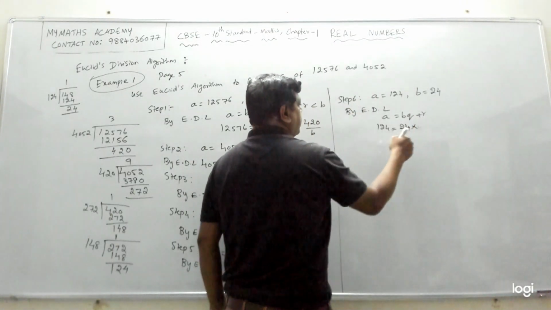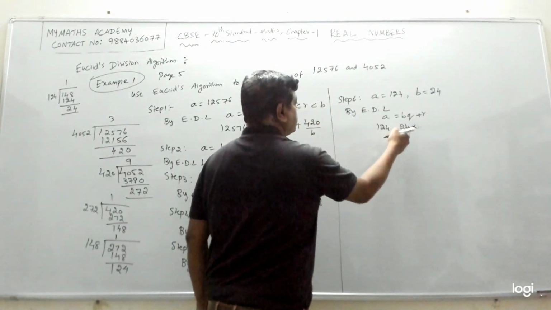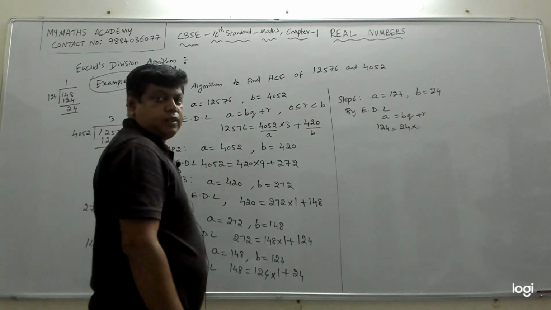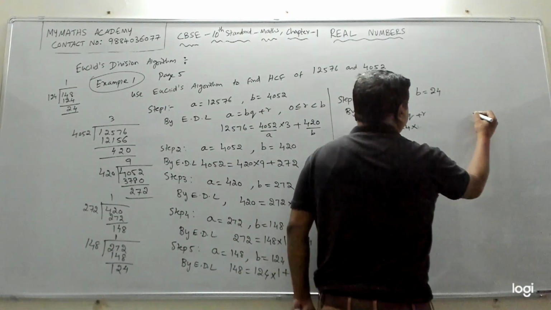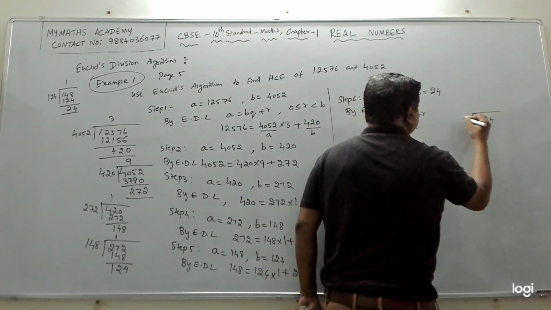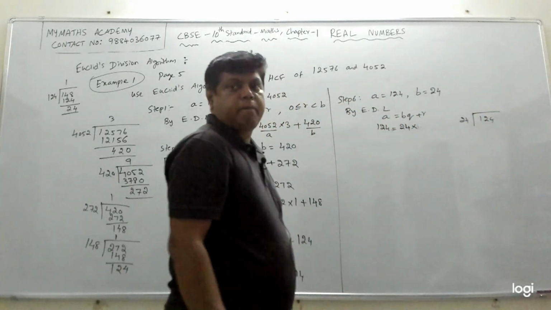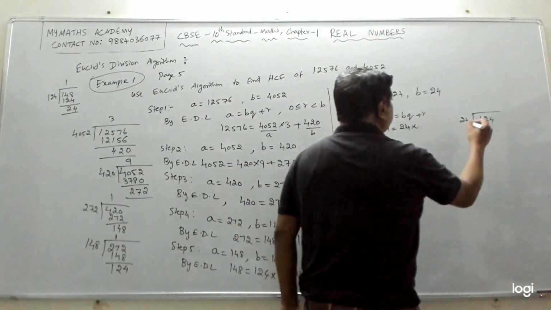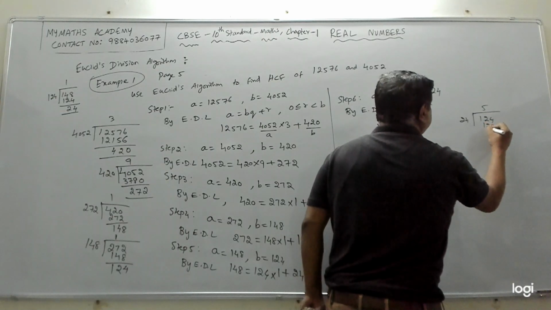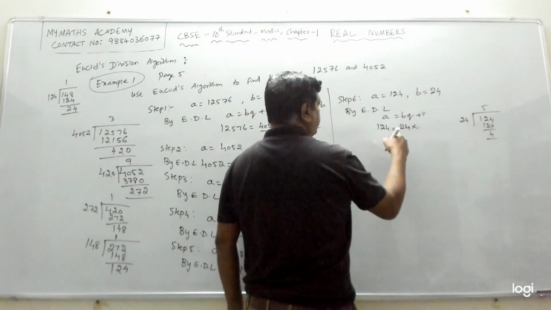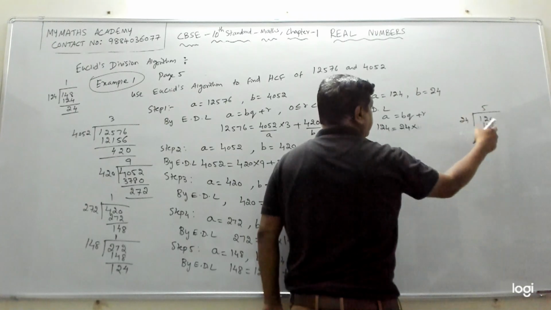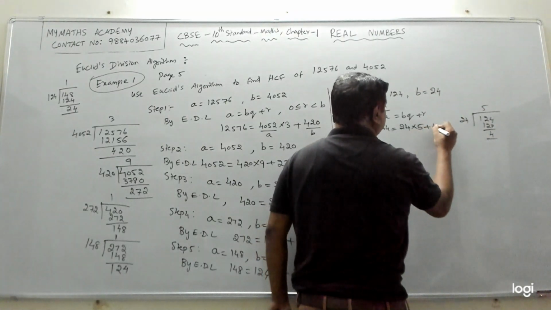What is quotient? What is remainder? So that we have to divide. But again do the division. So I'll do the division here. If I divide my 124 by 24, 5 times it will go, 120. Remainder is 4. So I can write 124 as 24 into 5 plus 4.